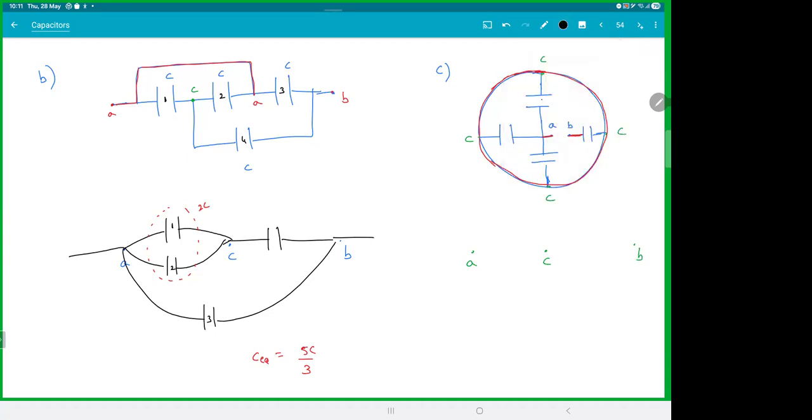Let's number the capacitors. Capacitor 1, capacitor 2, capacitor 3, and capacitor 4. 1 is between A and C. 2 is between A and C. 3 is between A and C. 4 is between B and C. See how the circuit looks now? Once you redraw, things will become pretty simplified. I hope you're able to see that simplification. Then you're done, right? All these three are in parallel. So that would be 3C. This would be C, and both are in series. So 3C, 3C by 4.